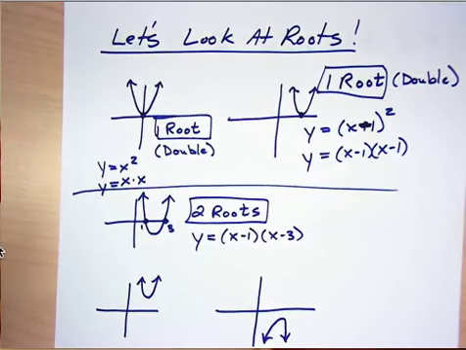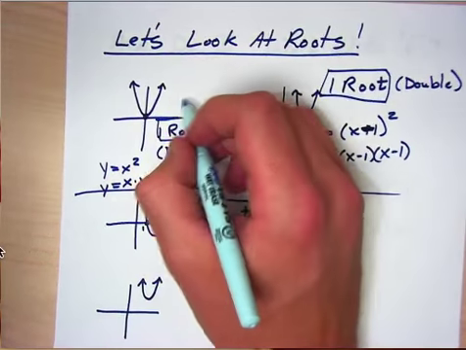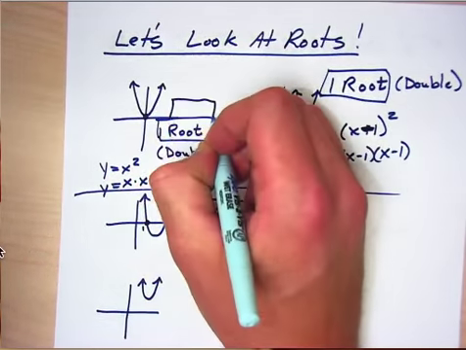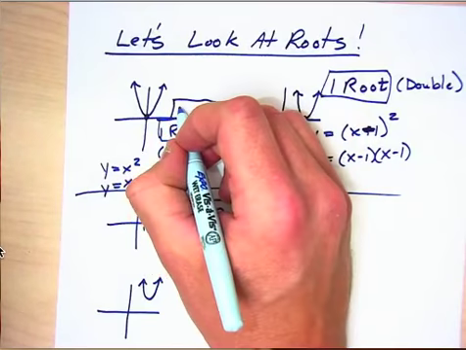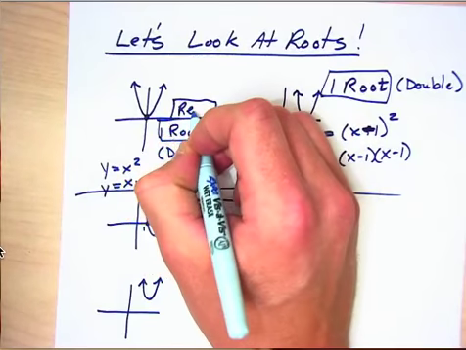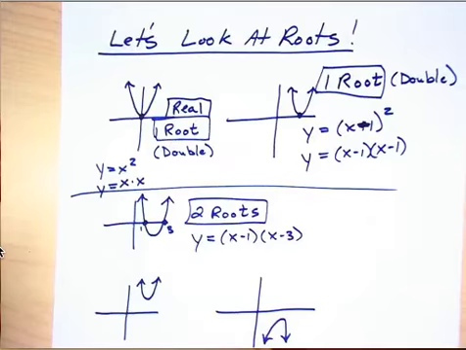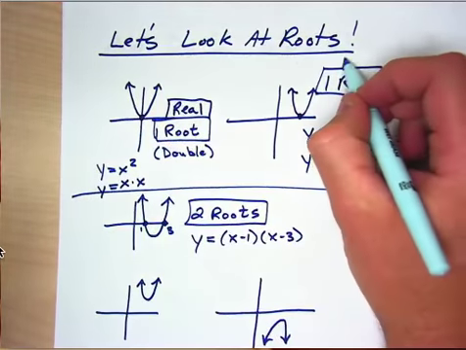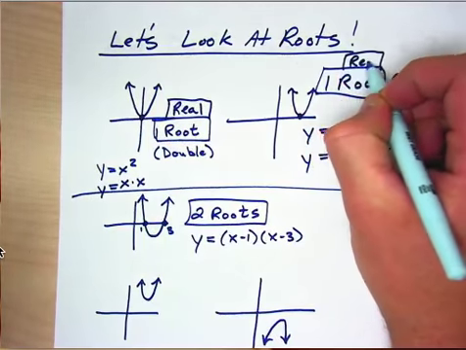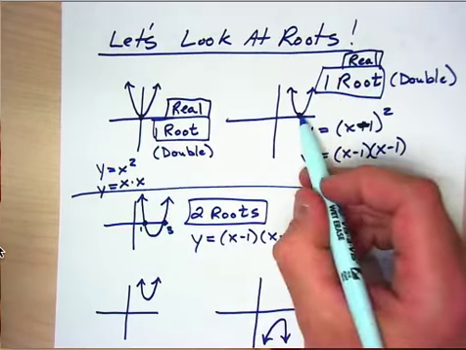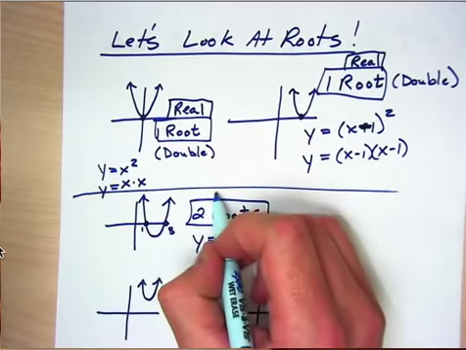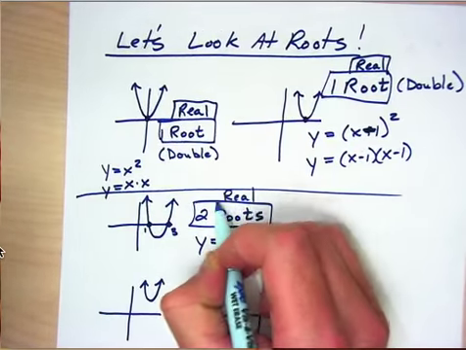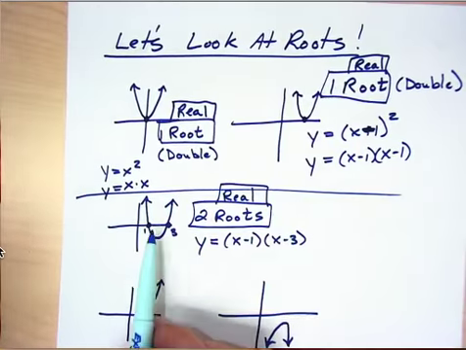Now, what gets confusing is we have to be even more critical about what we say as our answer because there are two types of roots. We have what are called real roots, because real roots are made out of real numbers. So in other words, this has one real root. And this one here is also one real root because it touches the x-axis in one place. This is going to be two real roots, because it touches the x-axis in two places.